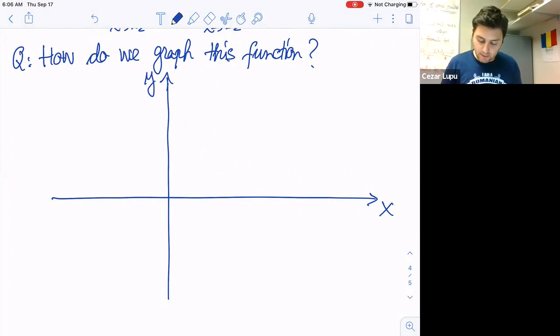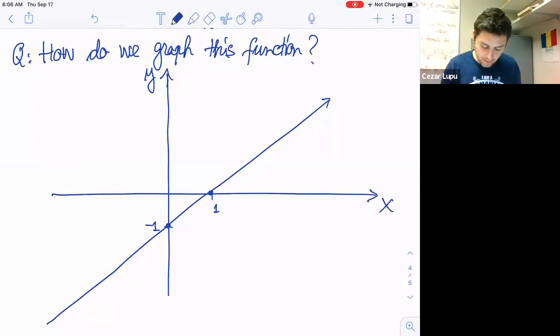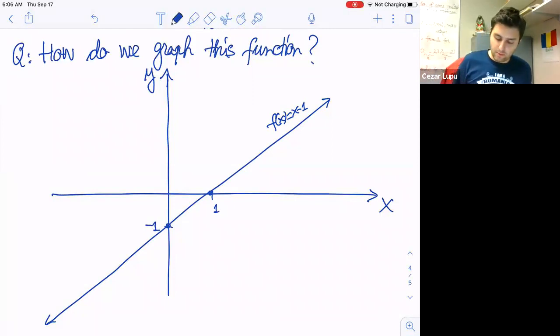And so this has to go through -1 and 1. So it's going to be something like this. Right? This is my function, f of x equals x minus 1. So it's a line, right? According to the graph, as x approaches -2, you'll have -3. So it's quite clear.